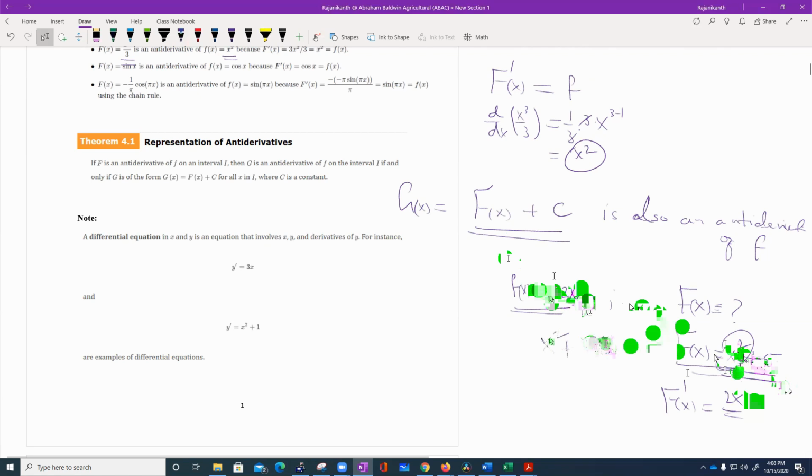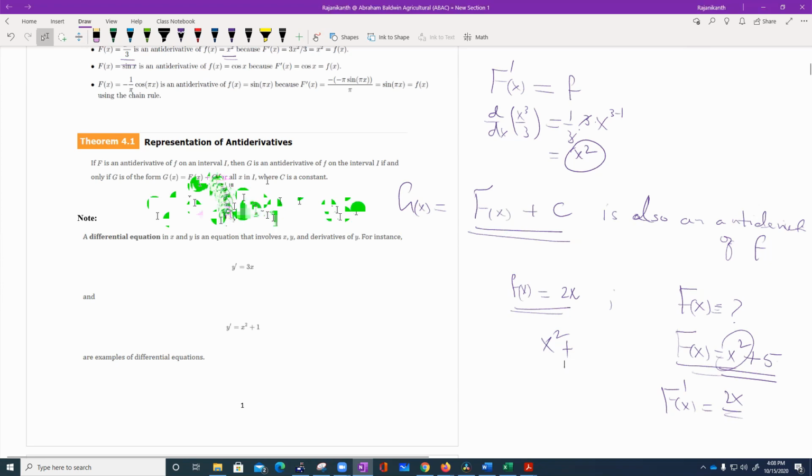You are free to choose any constant. Instead of 5, you could choose any constant. Once you take the derivative of that answer, you should get back 2x. That's what this theorem says. So if you are asked to find the antiderivative of little f, you could find big F(x), and you are free to choose any constant here. So that is explained here.